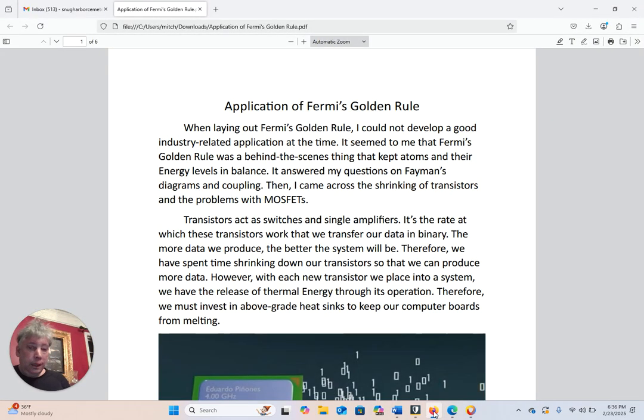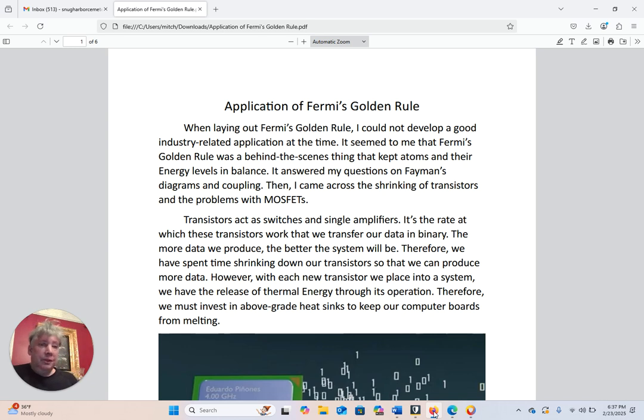Today, guys, we're going to be talking about an application of Fermi's Golden Rule. When I originally laid out Fermi's Golden Rule, I couldn't really figure out a good industry-related application at the time. It seemed to me that Fermi's Golden Rule was a behind-the-scenes thing that kept the atoms and their energy levels in balance.